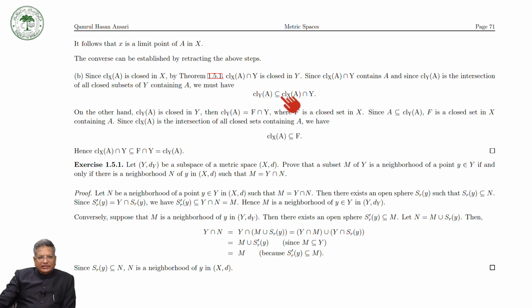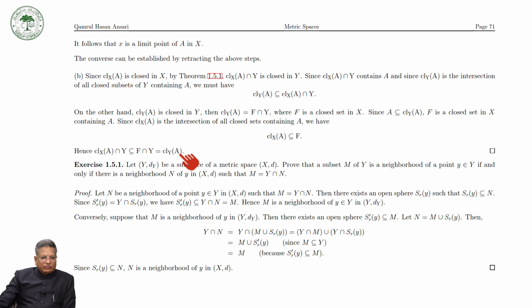On the other hand, the closure of A in Y is closed in Y, so the closure of A in Y is equal to F intersection Y, where F is closed in X. Since A is a subset of the closure of A in Y, F is closed in X containing A. And since the closure of A in X is the intersection of all closed sets containing A, the closure of A in X must be a subset of F. Hence the closure of A in X intersection Y is a subset of F intersection Y. But F intersection Y is equal to the closure of A in Y.